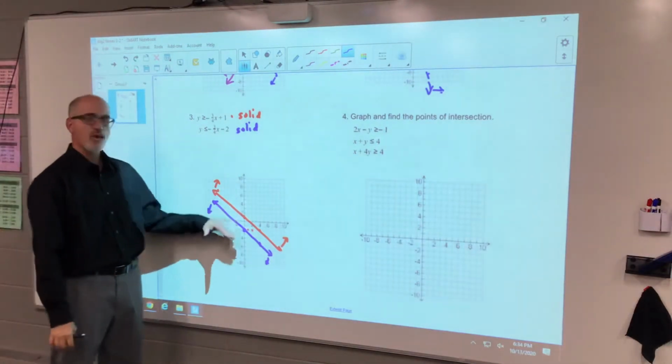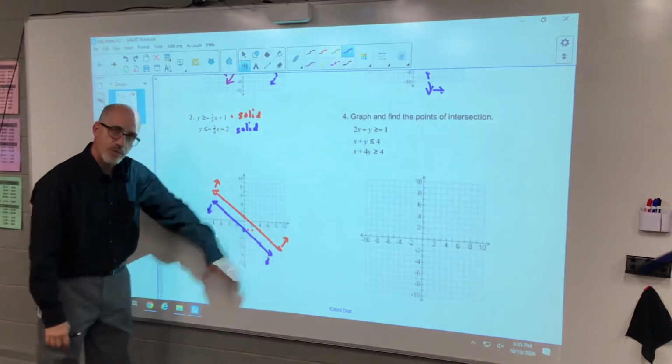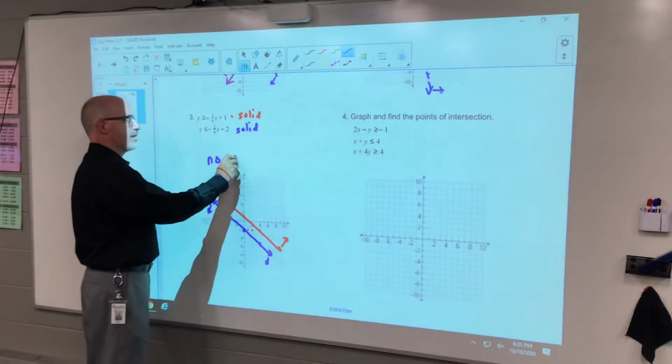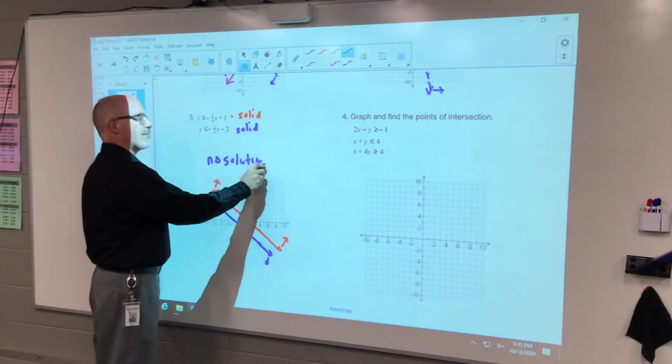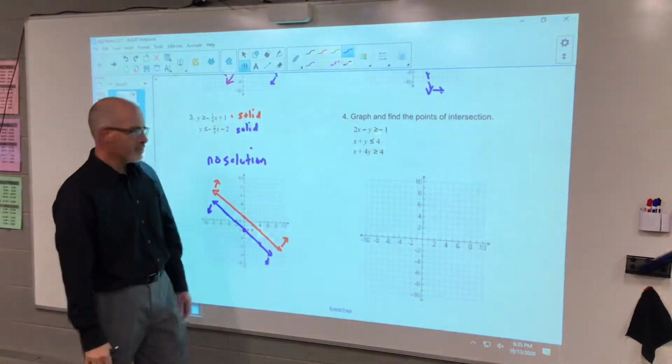Now, there is no overlap for above this red one and below this parallel line where we're going below it. So this is no solution because there is no overlap to those inequalities. All right, let's do this last one here.